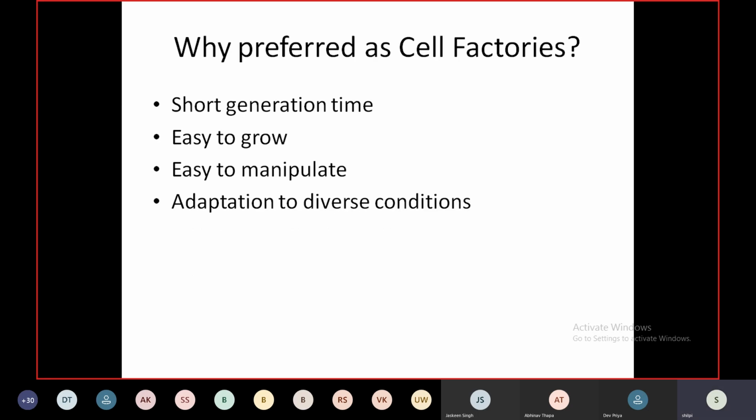And why are they preferred as cell factories? Some of the features I already mentioned. To add to that, they are easy to manipulate with a relatively simpler genetic material and well characterized metabolic pathways. We can actually direct them towards certain metabolic processes for synthesis of desired compounds. You will be studying a lot of it in advanced courses like recombinant DNA technology. A couple of our faculty members also have expertise in metabolic engineering of microorganisms.